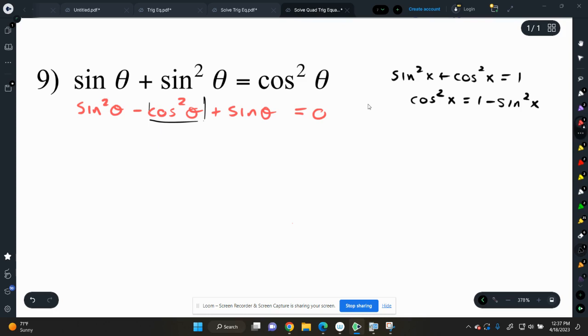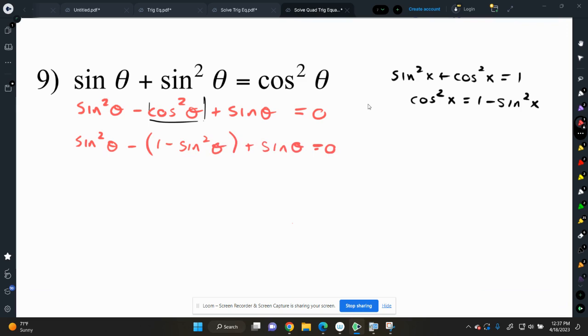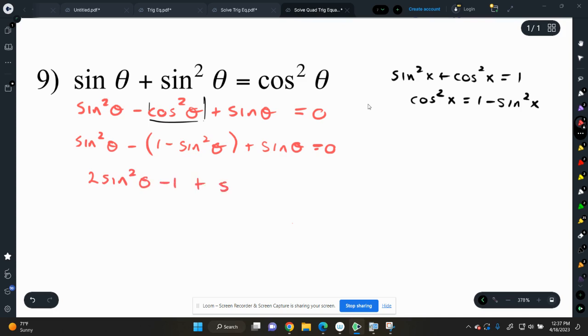So we're going to substitute right here. So we have sine squared minus cosine squared, which is 1 minus sine squared, plus sine equals 0. So this is going to be sine squared plus sine squared, so that's 2 sine squared minus 1 plus sine. Oops, I'm going to rewrite this here.